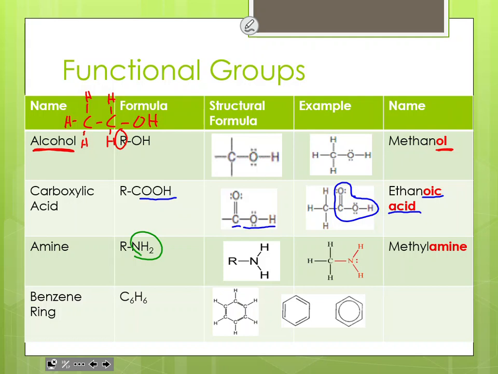And I'd like to name this one because this one only has 1 carbon. And then the amine group, we would call it methylamine because there's 1 carbon group off of it. If it had 2 carbons off the chain, we'd call it ethylamine. 3 carbons, it would be propylamine, and so forth.